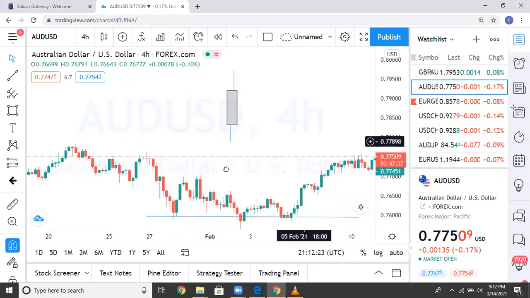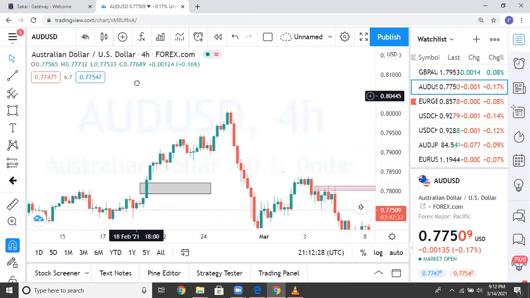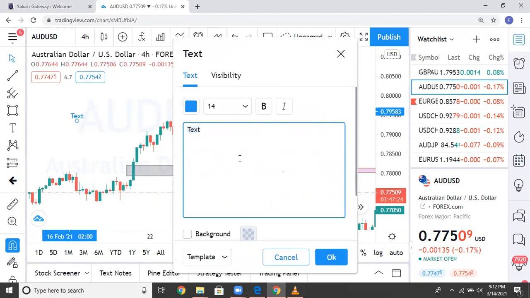And the last one is what we call liquidity. The liquidity is very important. We have two types of liquidity. So this is the liquidity I'm talking about. Where is it? Liquidity.